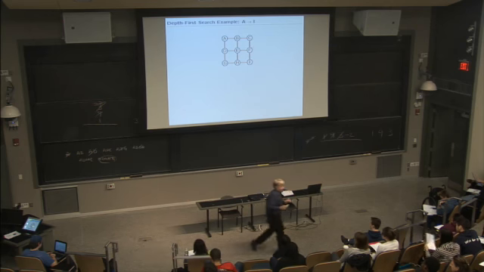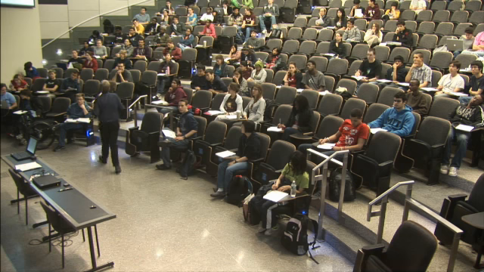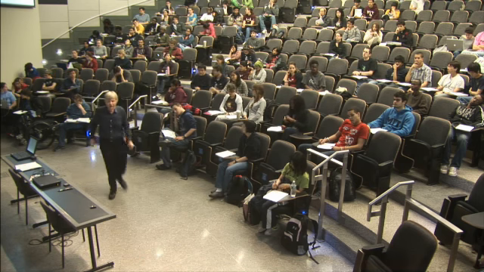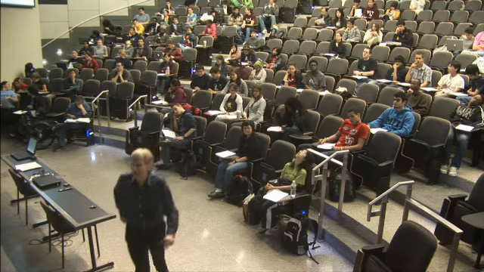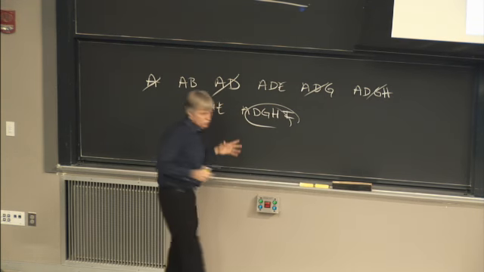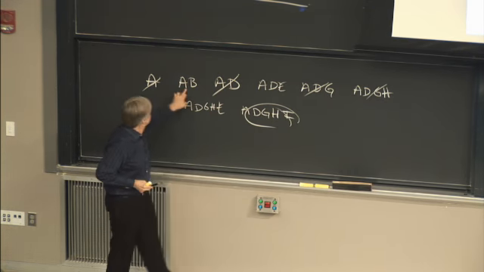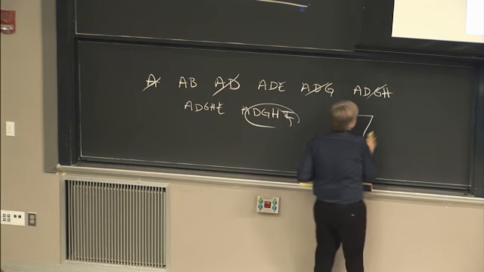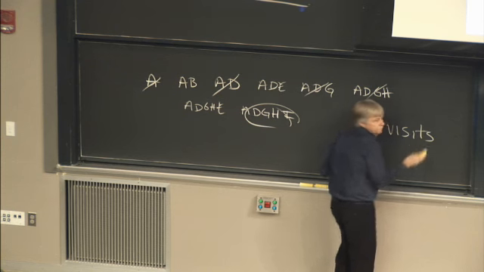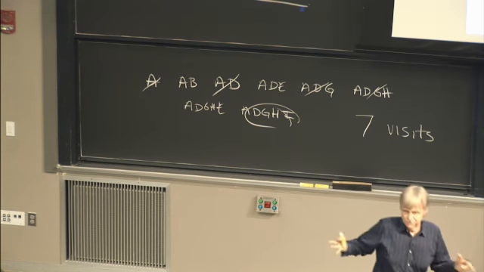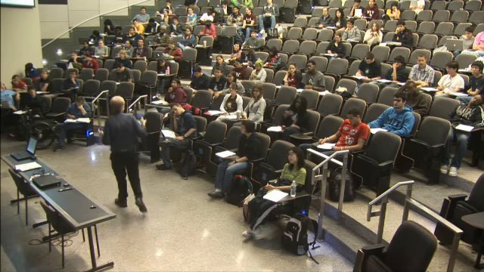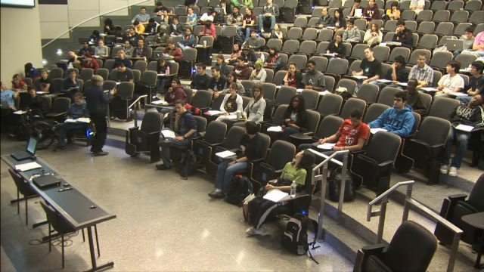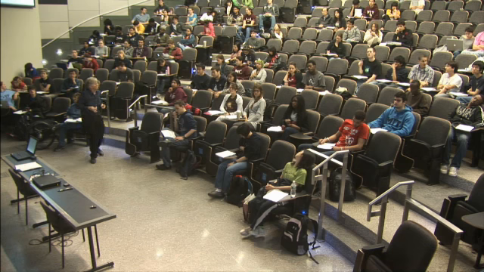Everyone see what I did? I tried to work out the algorithm manually. So how much work did I do? I visited 1, 2, 3, 4, 5, 6, 7, and then I found it. So I did 7 visits. And I got the right answer. OK? So both of those are good. 7 is a small number, and getting the right answer. Both of those are good things.